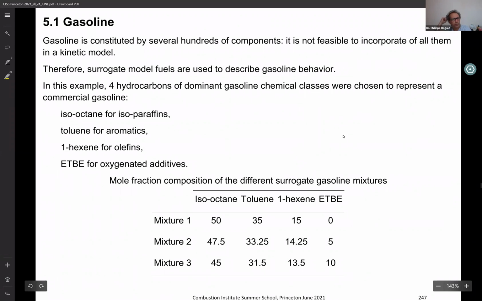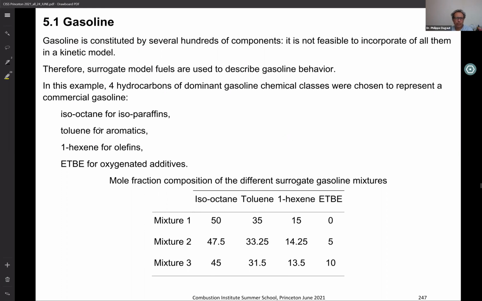So let's start with the simpler fuel, gasoline. Gasoline is composed of several hundreds of components. It is not feasible to incorporate all of them in a kinetic model. Therefore, surrogate model fuels are used to describe gasoline behavior. So in this example, only 4 hydrocarbons of dominant chemical classes were used to represent a commercial gasoline.